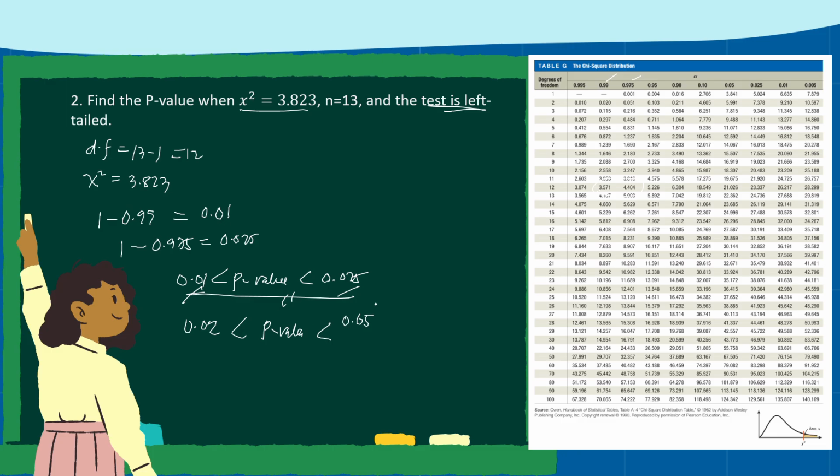If that is a two-tailed test, we have to double. Okay, if that is a two-tailed test, the interval would be double.